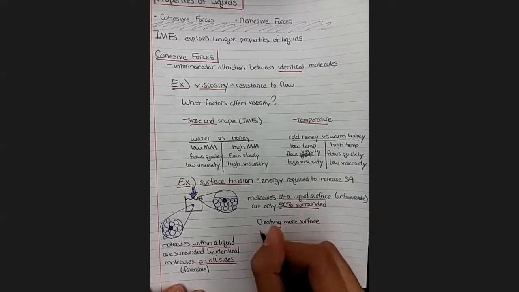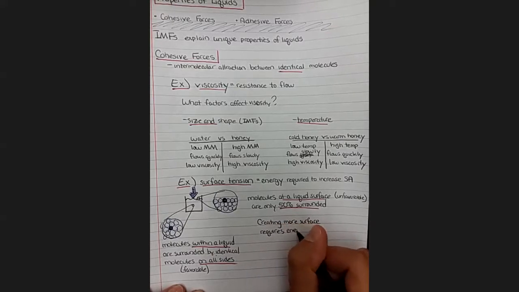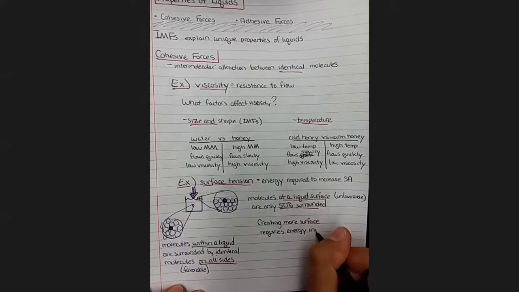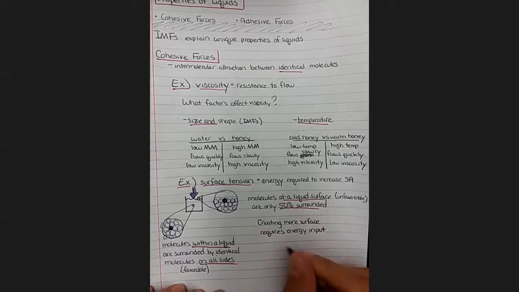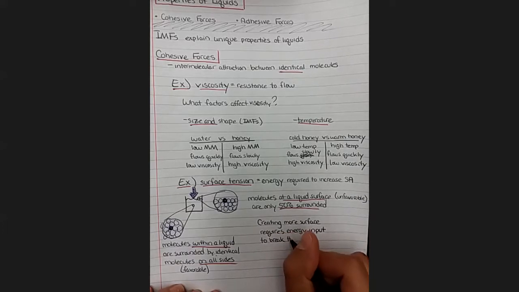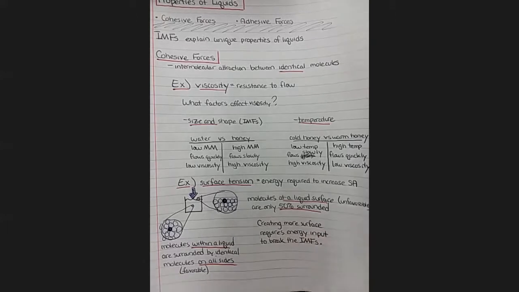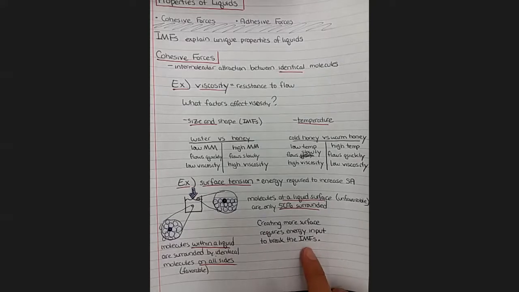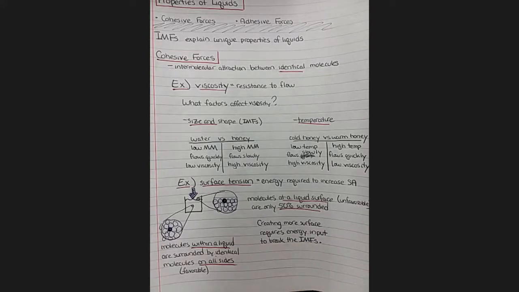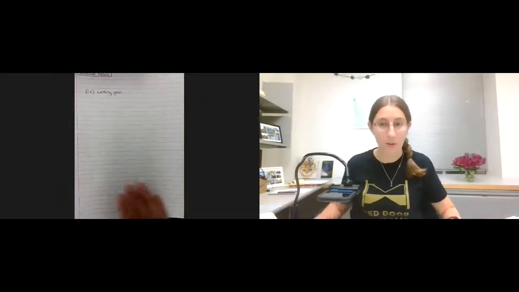And creating more surface area takes more energy because it's unfavorable. We have to put in energy to overcome this unfavorable situation. So it requires energy input to break the intermolecular forces, the cohesive forces that hold those water molecules together. Some molecules are better at this than others, but in general, creating more surface area is an unfavorable interaction. So those are cohesive forces that hold molecules to other molecules like themselves.